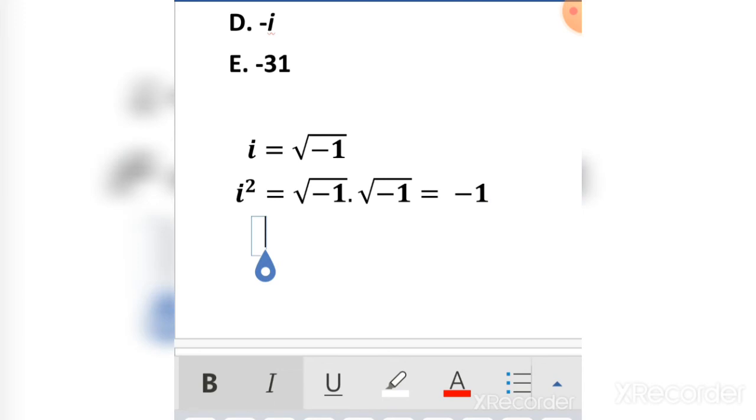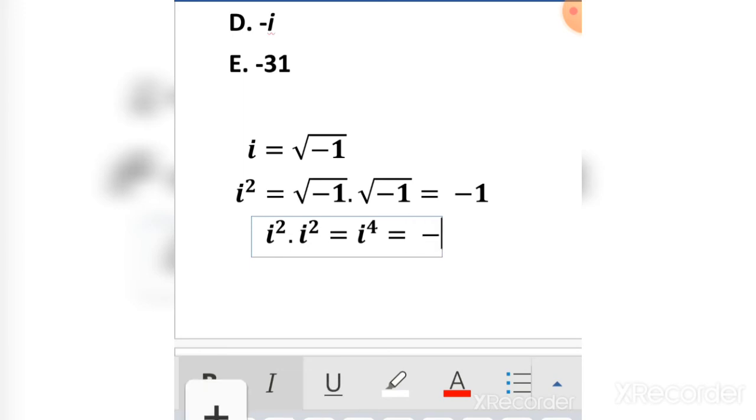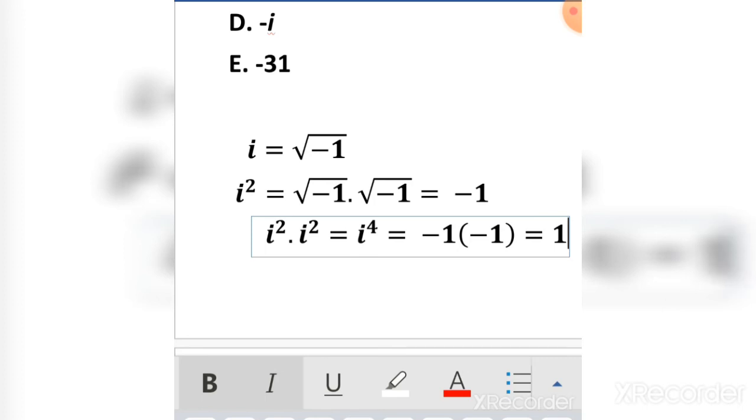Then if i squared is equal to negative 1, then i to the fourth, so i squared times i squared, equals i to the fourth, and this is equal to negative 1 times negative 1, and negative 1 times negative 1 is equal to 1. Okay, so i to the fourth is equal to 1.